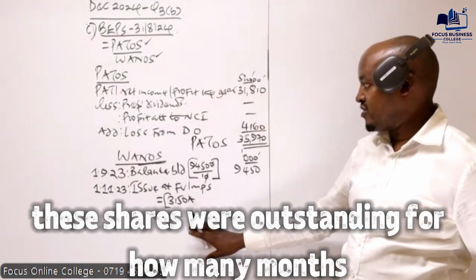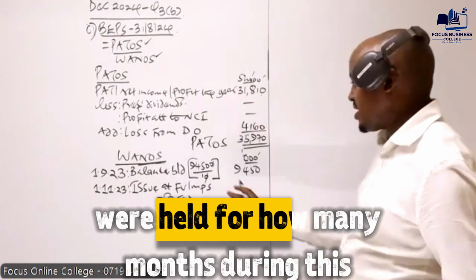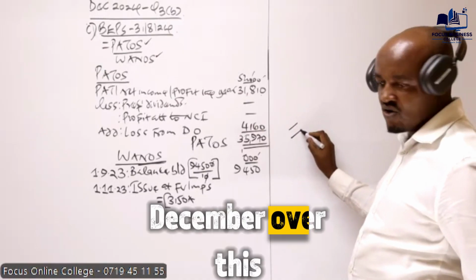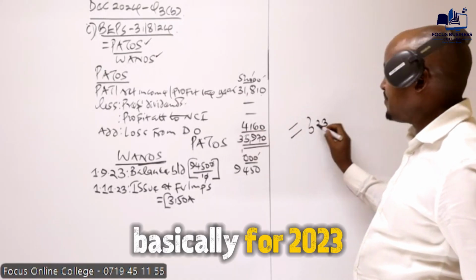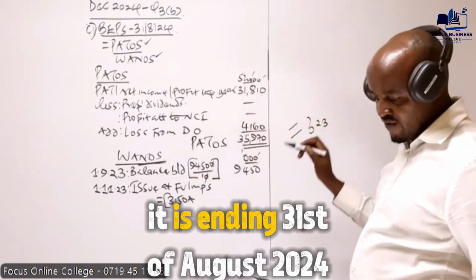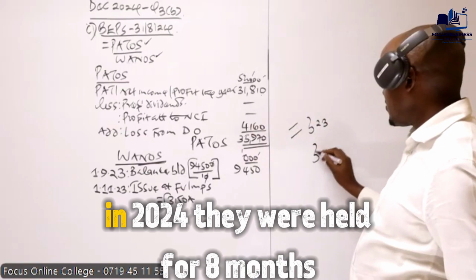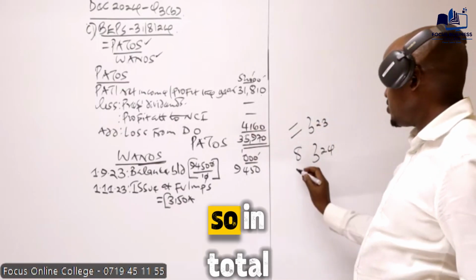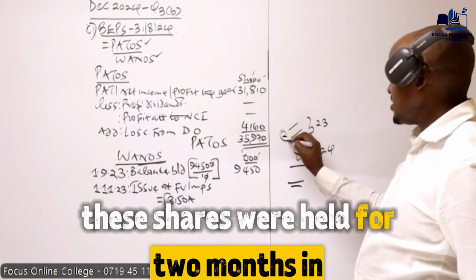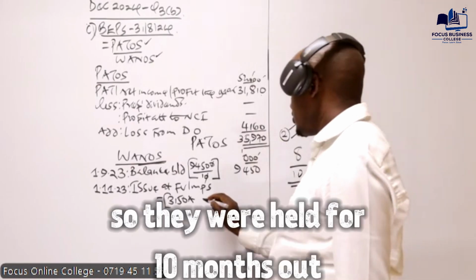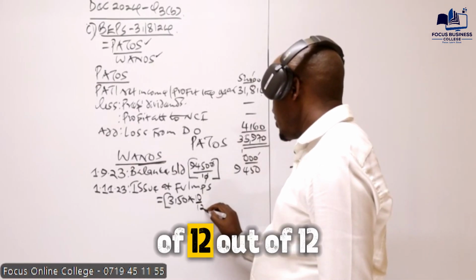These shares were outstanding for how many months? Were held for how many months during this year? They were held in November, December for 2023. And then remember the year is ending 31st of August 2024. In 2024, they were held for 8 months. So in total, these shares were held for 2 months in 2023 and 8 months in 2024. That is a total of 10 months, so they were held for 10 months out of 12.